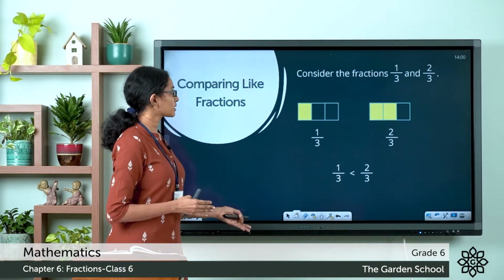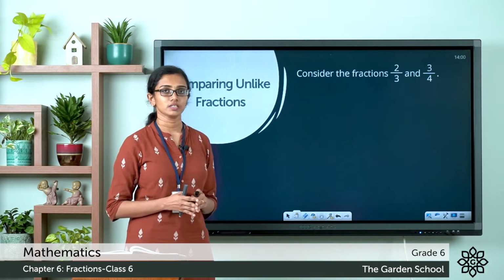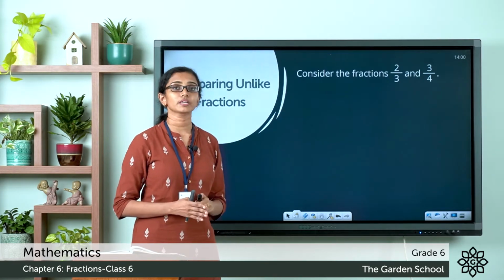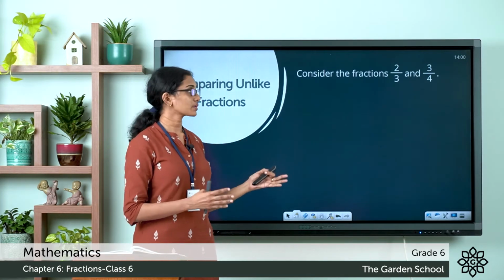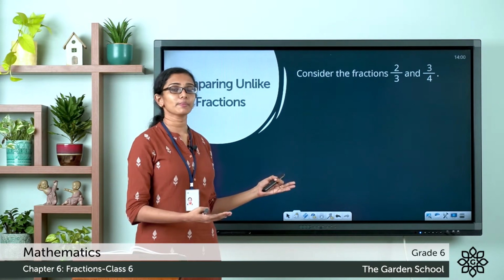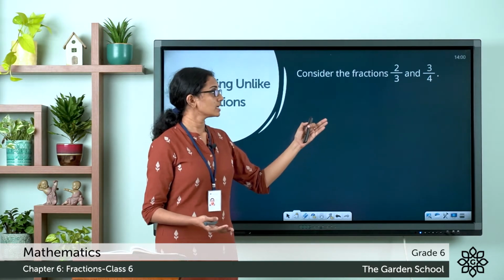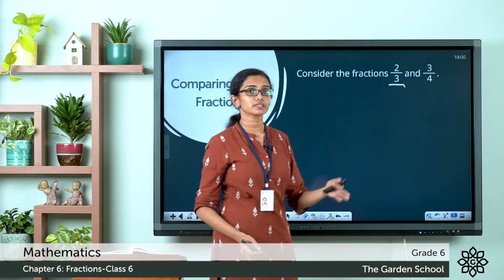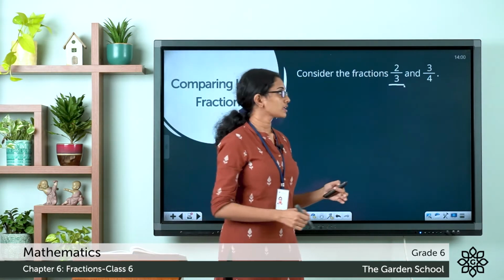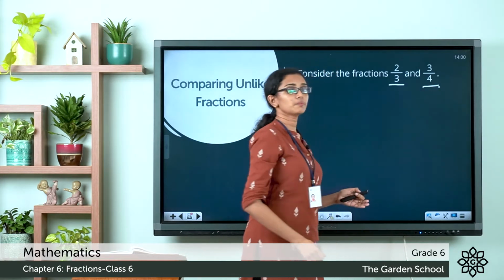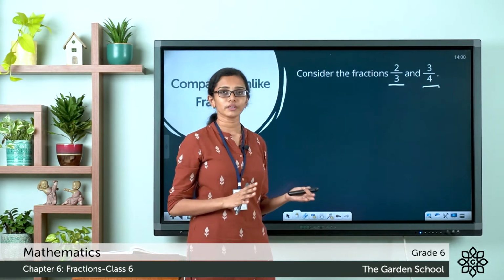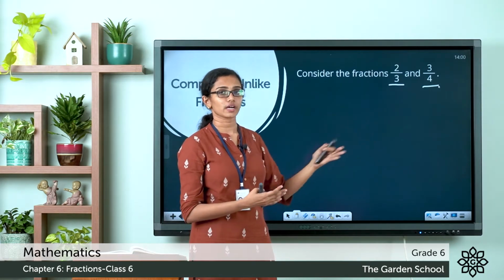Now what if we are comparing unlike fractions? See the fractions 2 by 3 and 3 by 4. They have different denominators, and hence how can we compare them? We cannot compare them directly, because in this case the whole is divided into 3 equal parts and we are considering 2 parts. Here the whole is divided into 4 equal parts and we are considering 3 parts out of it. So we need a common ground to compare these two fractions.